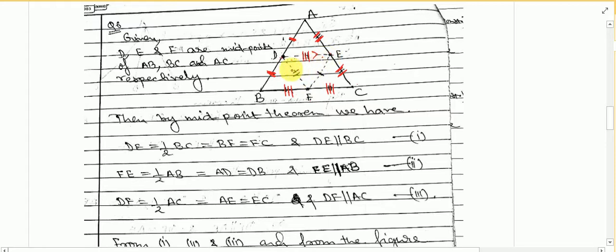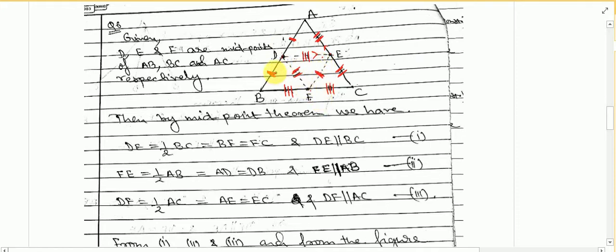And next, when you join D and F, your DF will become parallel to AC and DF will be half of AC. That means DF will be exactly either AE or EC. So that's why same symbol over here. Now when you join FE, your FE will be parallel to AB, and FE is going to be half of AB. So that's why I have used this symbol.